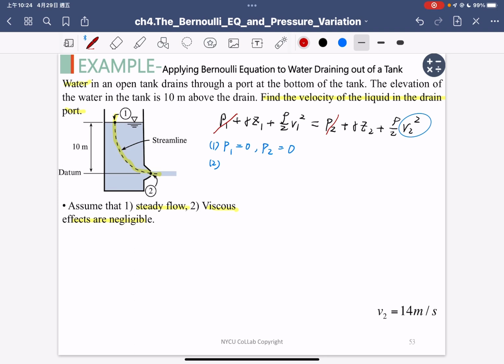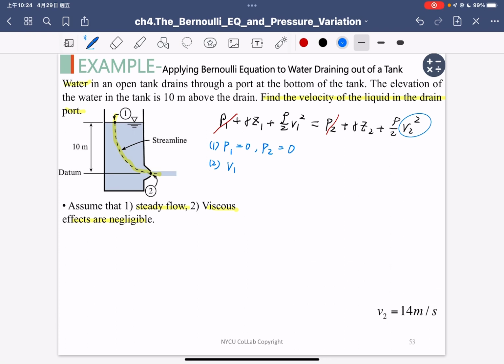For this question we assume V1. Everyone, please copy down the problem first, because we may lose the screen at any time. So we have V1, and because V1 is at the liquid surface, when the water flows out of port 2, the liquid surface also goes down, right?